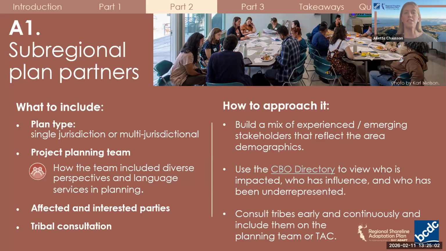Next, you must identify affected and interested parties in your planning area who should be incorporated into outreach and engagement efforts, including, at a minimum, special districts, asset owners, operators, and managers, major landowners, industries, or businesses, tribes, both federally recognized and non-federally recognized, neighborhoods, communities, community groups, or CBOs, and environmental organizations. And the CBO directory can be a really great resource for this as well.